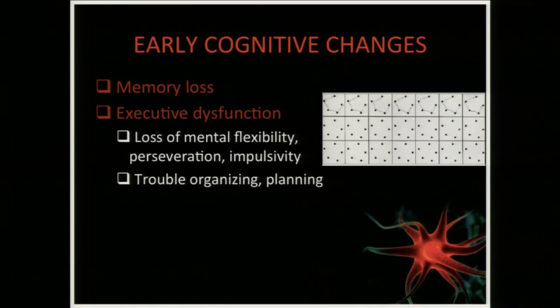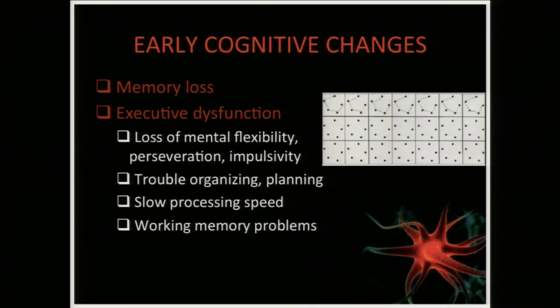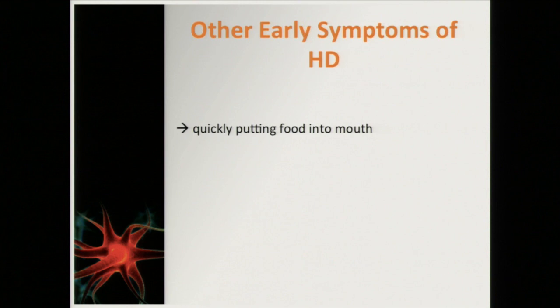Again, that impulsivity can get people into trouble. There can be trouble with organization and with planning. There's slowed processing speed, so perhaps in a conversation it may take a little bit longer to process. There are working memory problems. What that means is when we take in information, we try and manipulate it and kind of spit it back out. That can be very, very difficult. Attention can be decreased. And also, there are other early symptoms of Huntington's disease.